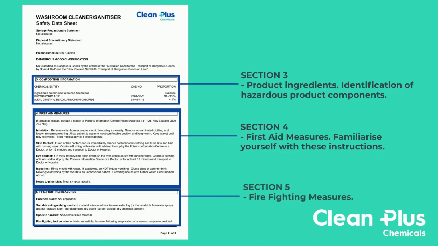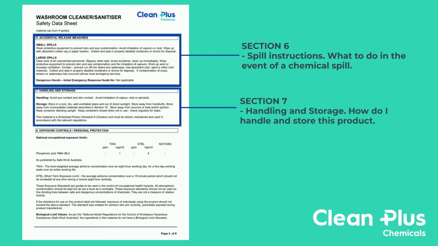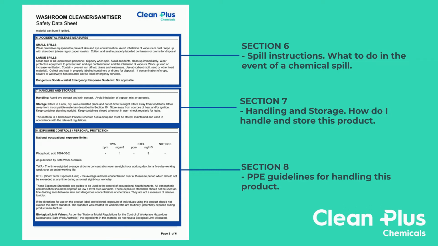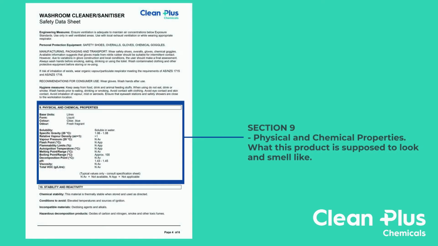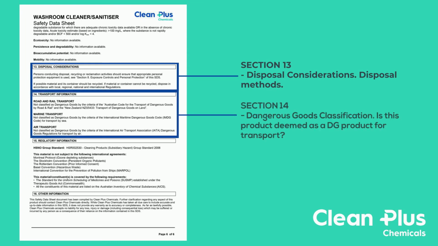Section 5 is the fire-fighting measures relating to the product. Section 6 outlines what to do in the event of a chemical spill. Section 7 is the handling and storage instructions. Section 8 is the personal protective equipment guideline for handling this product. Section 9 is the physical and chemical properties. This will tell you how this product is supposed to look and smell like. Section 13 outlines how you dispose of this product. Section 14 is whether this product is deemed a dangerous good when in transport.